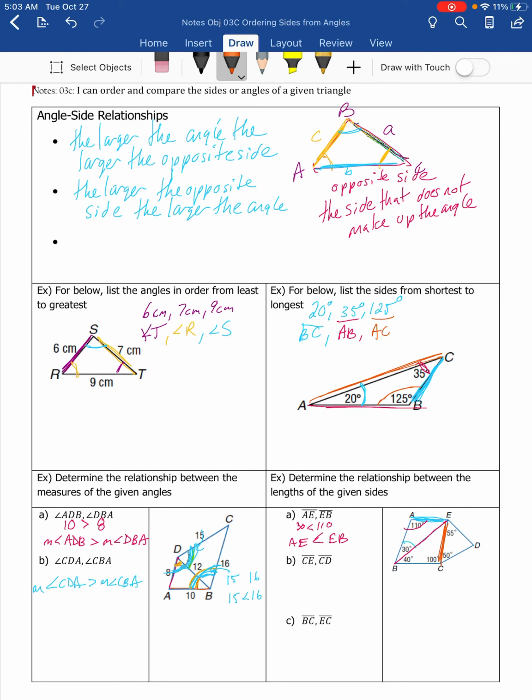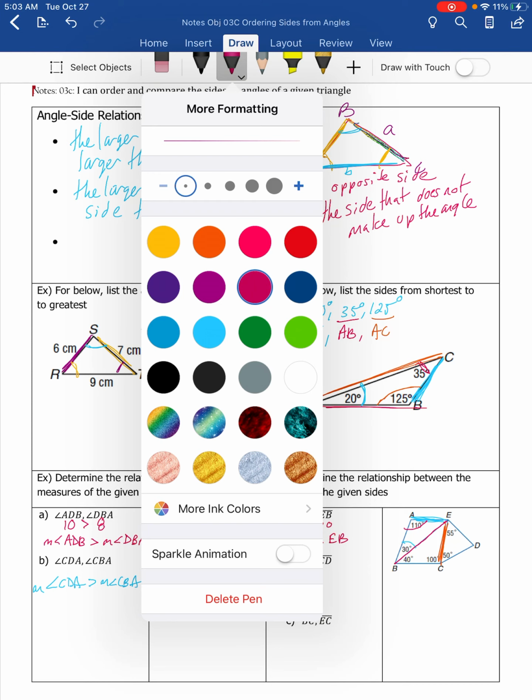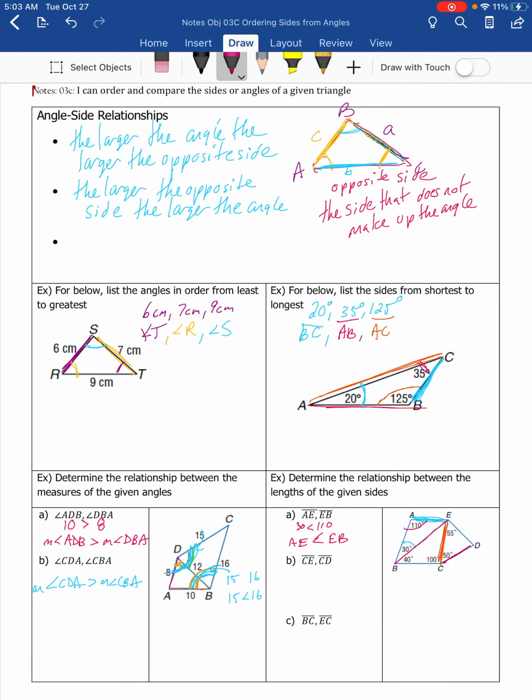CE, and then we're talking about CD. Okay, CE, well, we need to find that measure, so that's going to be 180 minus 50 minus 55, which is 75 degrees. So CE, the angle opposite CE, is 75 degrees.